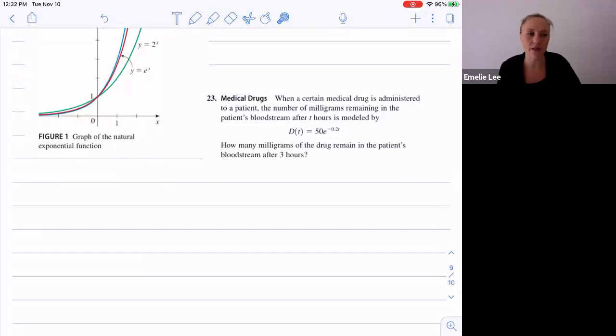So this is the type of scenario that you might have. Drugs decay, right? And so when a certain medical drug is administered to a patient, the number of milligrams remaining in the patient's bloodstream after t hours is modeled by 50 times e to the negative 0.2t. How many milligrams of the drug remain in the patient's bloodstream after 3 hours? So t is 3. All we have to do is plug in d of 3 and figure out what it is.